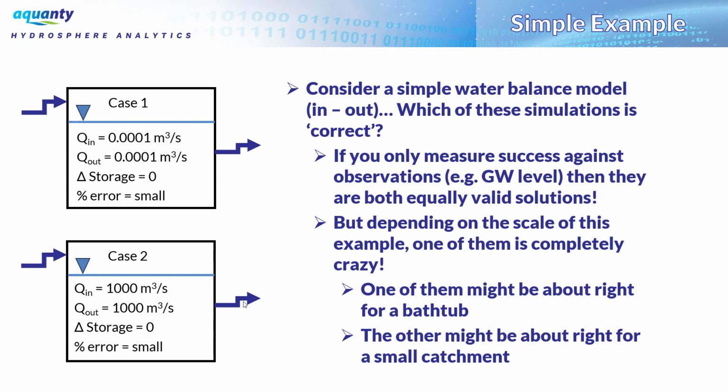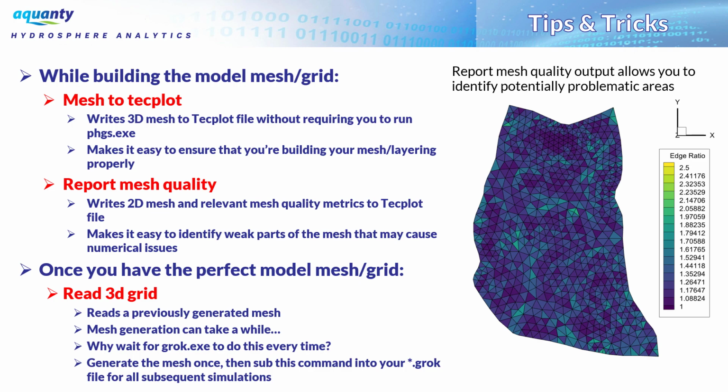Okay, I want to just get into some basic tips and tricks and highlight some key commands that you can use at different stages here of the modeling process. While you're building your model mesh, if you're familiar with HGS, you know that you have to run grok, then PHGS, then HSplot, right? It's not necessary to go through 3 stages in order to produce some results at different stages of the modeling experience.